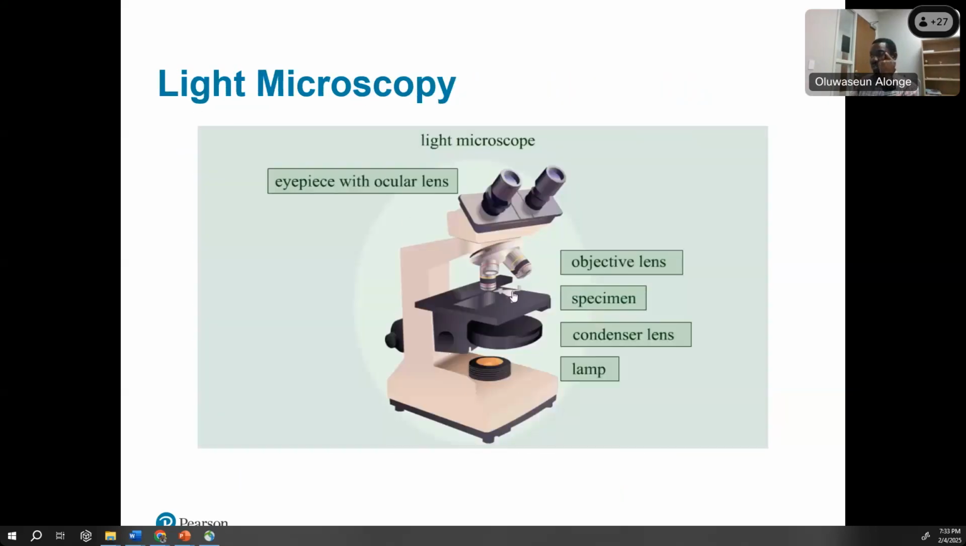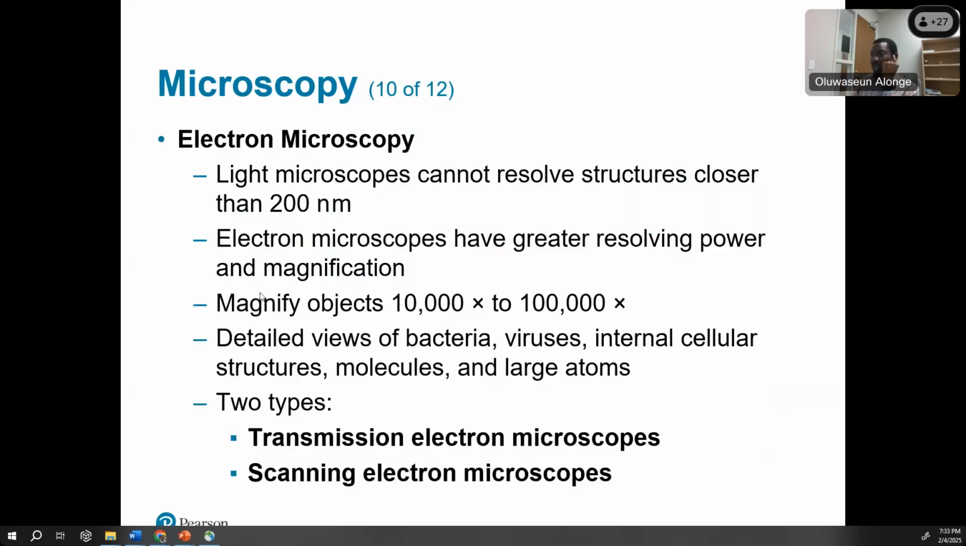Now, some microscopes use electrons instead of light. So instead of beaming light on the image, it beams electrons on the image. There are two kinds of electron microscope: the transmission and the scanning. The name tells it. The scanning scans through the image on the outside. The scanning electron microscope, we call it SEM, S-E-M.